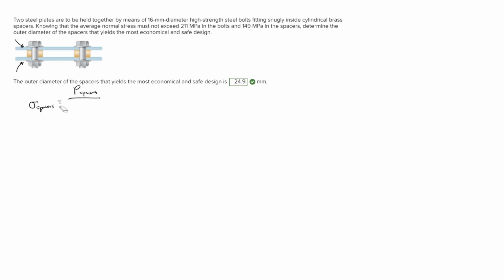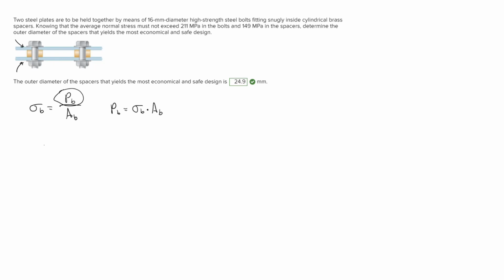So instead what we have to do is start off by doing an analysis for the bolts and then use that for our analysis of the spacers. So we're going to use the formula: the stress in the bolt is equal to the force through the bolt over the area in the bolt. And what we're looking for here is the force through the bolt, because the force through the bolt and the spacer will be the same. So if we find the force through the bolt, we can use that in our analysis of the spacer. So we can rearrange this formula and get that the force through the bolt is equal to the stress in the bolt times the cross-sectional area of the bolt.